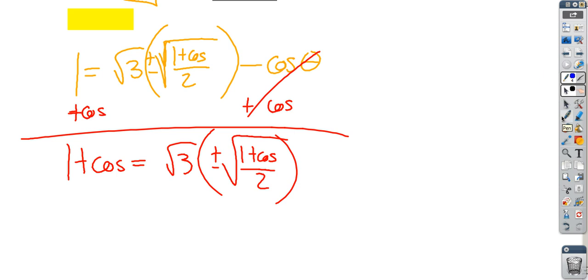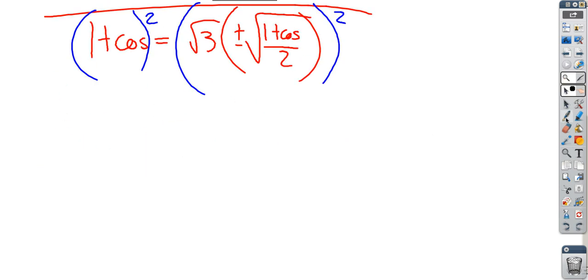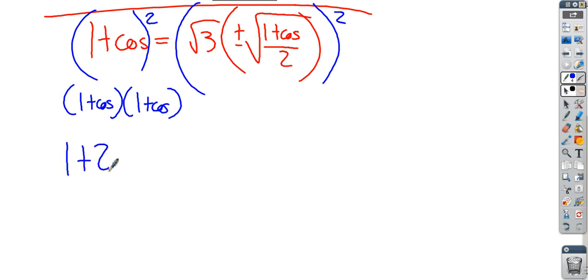How do we know to square both sides? Because we have this big square root and there's no way to get to it unless we square it. So as long as we do it to one side, we can do it to the other as well. And the only thing to keep in mind is because we were squaring both sides, we may have an extraneous solution. So let's FOIL this out right here. And when we FOIL, this is the left side that we're foiling, we would get 1 plus 2 cosine plus cosine squared.